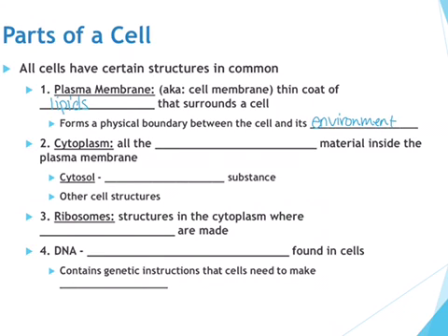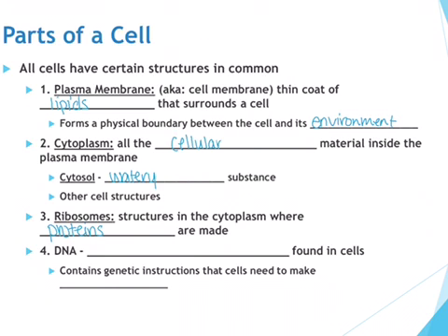The cytoplasm includes all the cellular material inside the cell. It's all the stuff that a cell has. This includes the cytosol, which is a watery substance that makes up the cytoplasm. Ribosomes are structures in the cytoplasm where proteins are made.